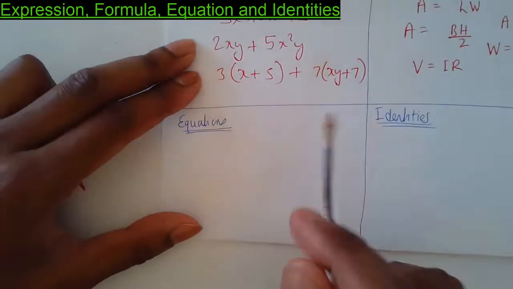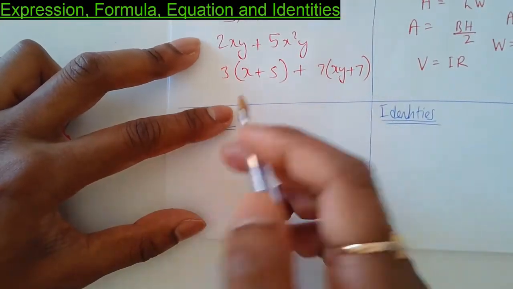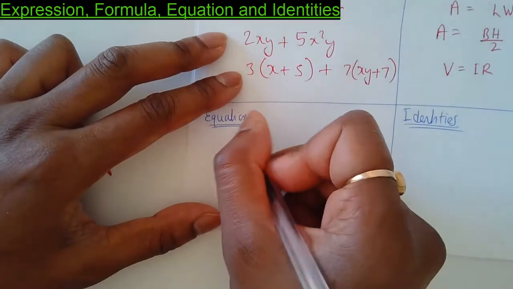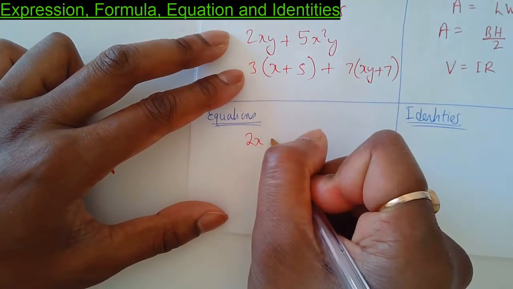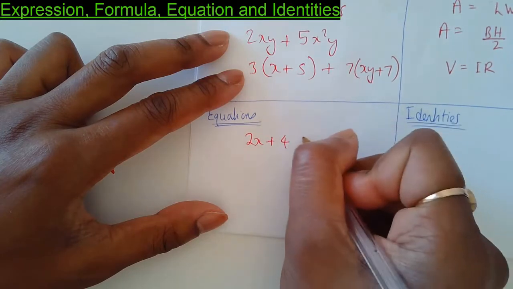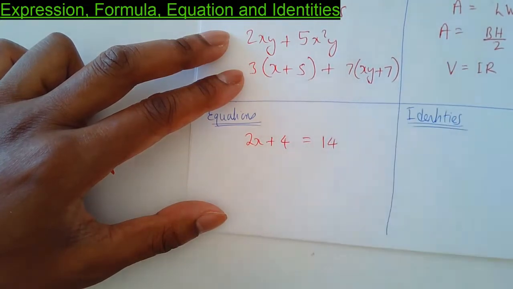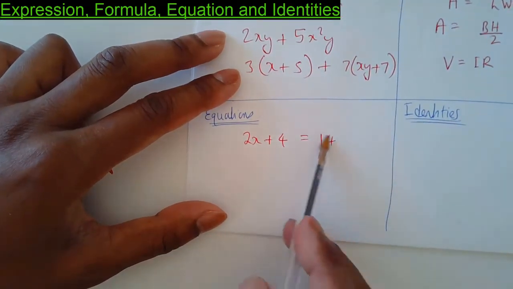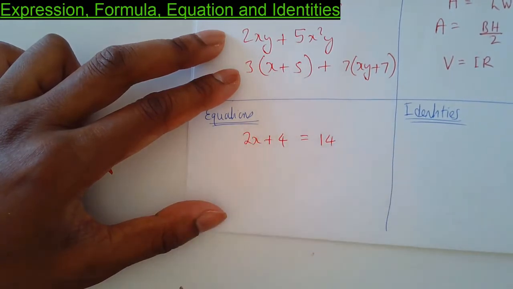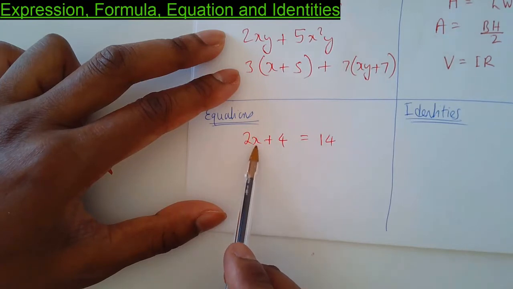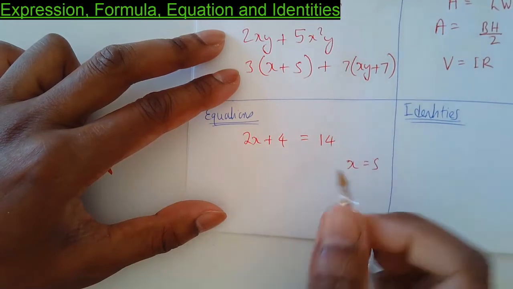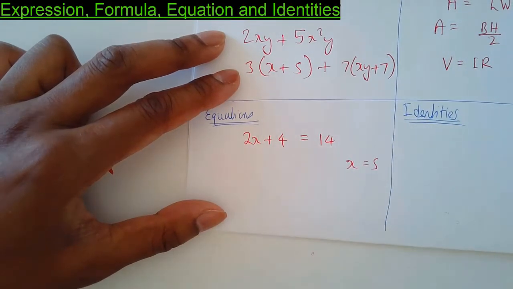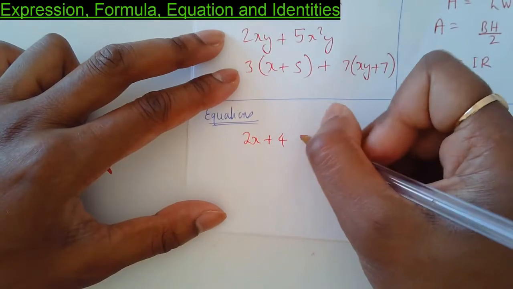Right, equations. An equation will have an equal symbol like a formula, but watch. 2 times something, add 4 to give me 14. Then you can solve that equation to find the value of x. Now some of you will say, obviously it's going to be 2 times 5 gives you 10, 10 add 4 is 14, so x is equal to 5. We just solved the equation, but I didn't do any working out. If you wanted to do the working out, you could do this.